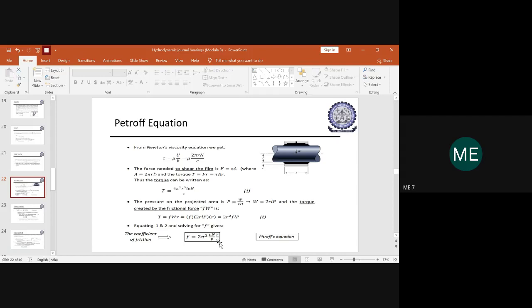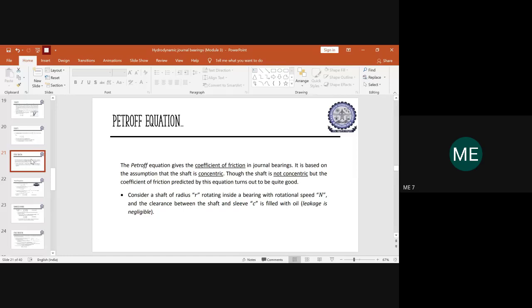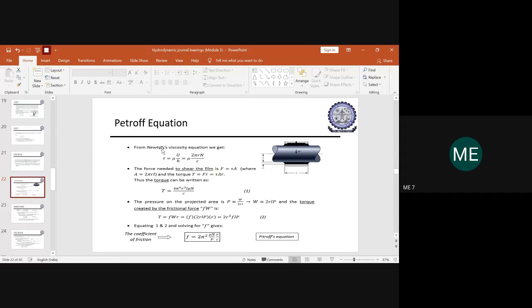If they ask you to derive the Petroff equation, then you have to start with the basic assumptions and the concepts we have dealt with, right? Then you should start with Newton's viscosity equation, and then write the equation for force and torque without frictional force. Then you speak with respect to the load, and as a result, due to the load, some frictional force comes into the picture. Then the torque equation again changes. Then you equate both equations to get the value of the coefficient of friction. So this will be nothing but our Petroff equation.